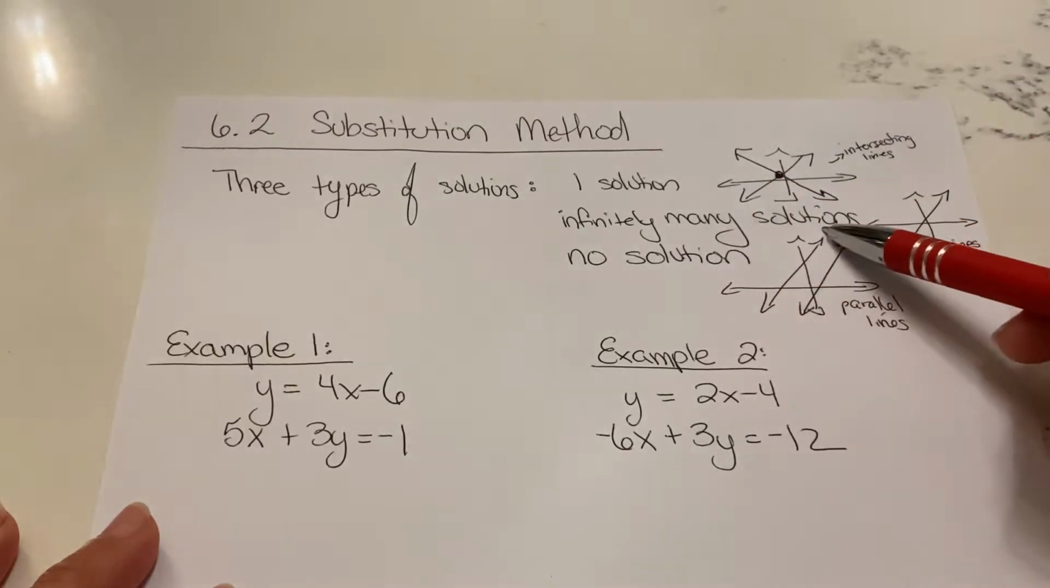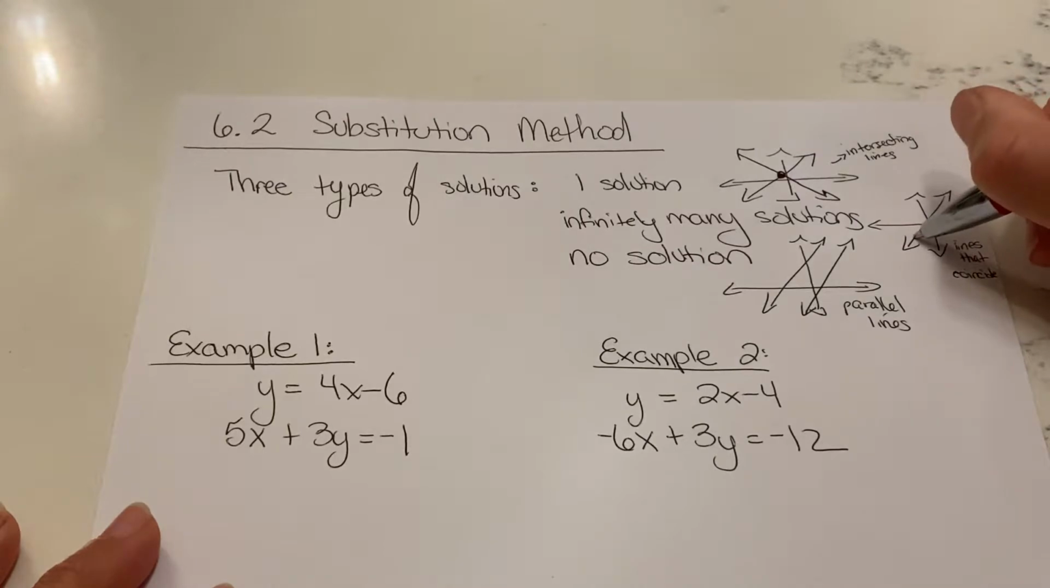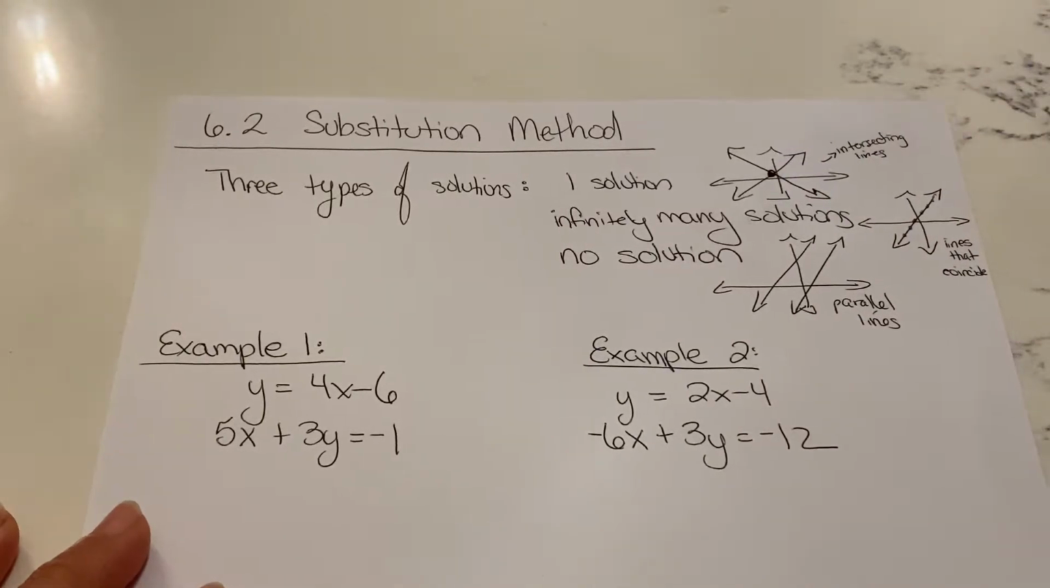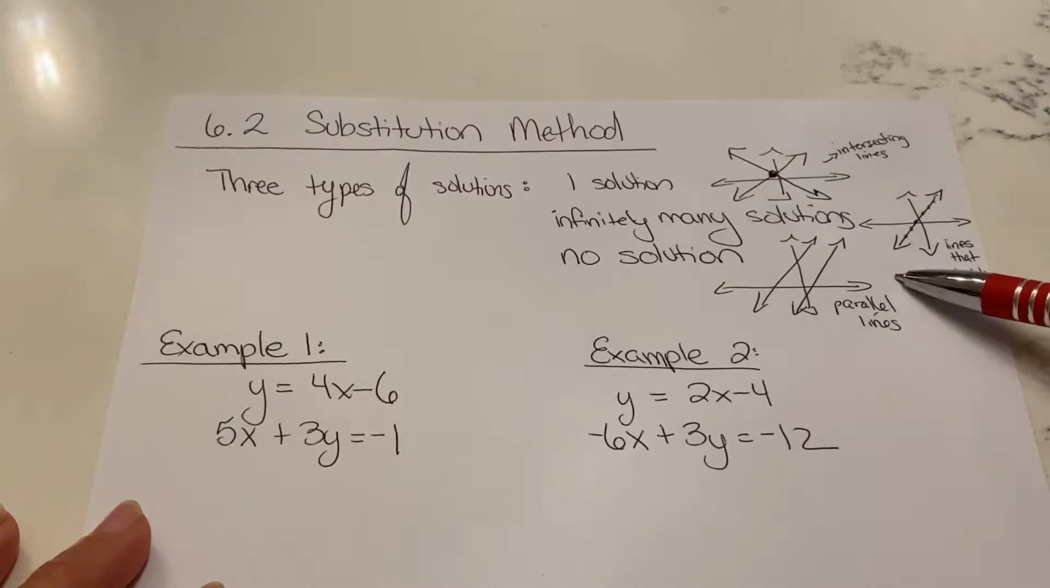When you have many solutions, it represents 2 lines, one line on top of the other. So therefore, every single point represents a solution. So this is also called lines that coincide. It represents one on top of the other. So it has many solutions because every single point on this line is a solution.